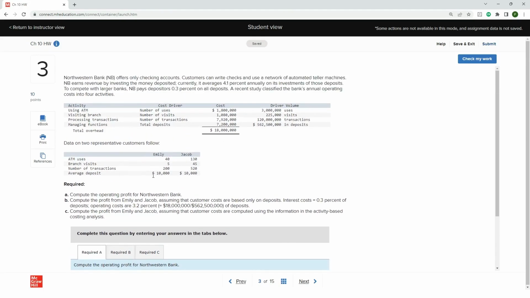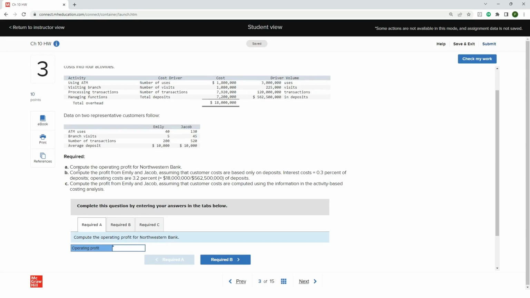It says that the average deposit is $10,000. Now, for this question, when they say average deposit, they really mean average balance. So it's not that Emily or Jacob are depositing $10,000 every time they go to deposit money. It's saying that their average balance in their bank account is $10,000. So we'll read it in that sense.